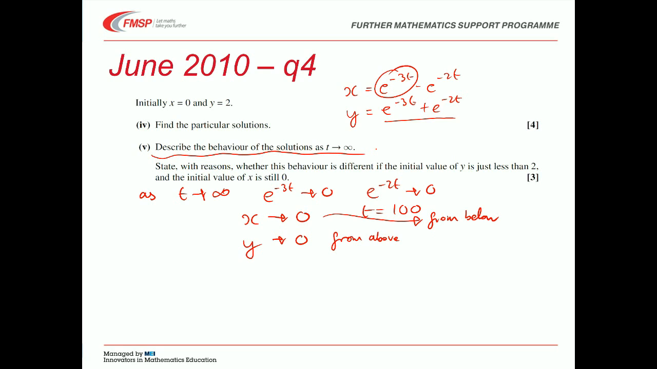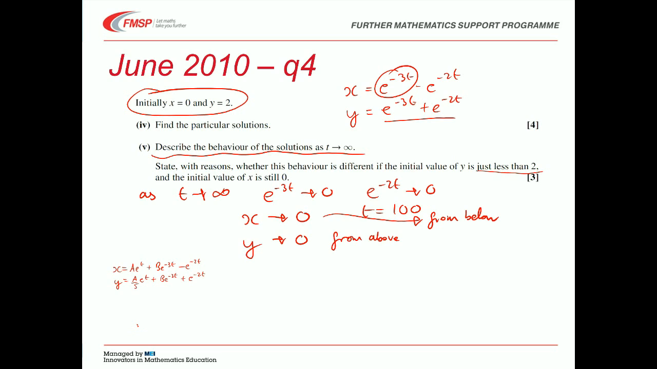It then says state with reasons whether this behaviour is different if the initial value of y is just less than 2 and the initial value of x is still 0. So what they're doing here is they're changing the initial conditions they've offered you. So it's almost like you have to go back a couple of steps. And to do that, let's just grab the solutions before we found a and b. So nice and small there are our solutions with the a's and b's left in them still.